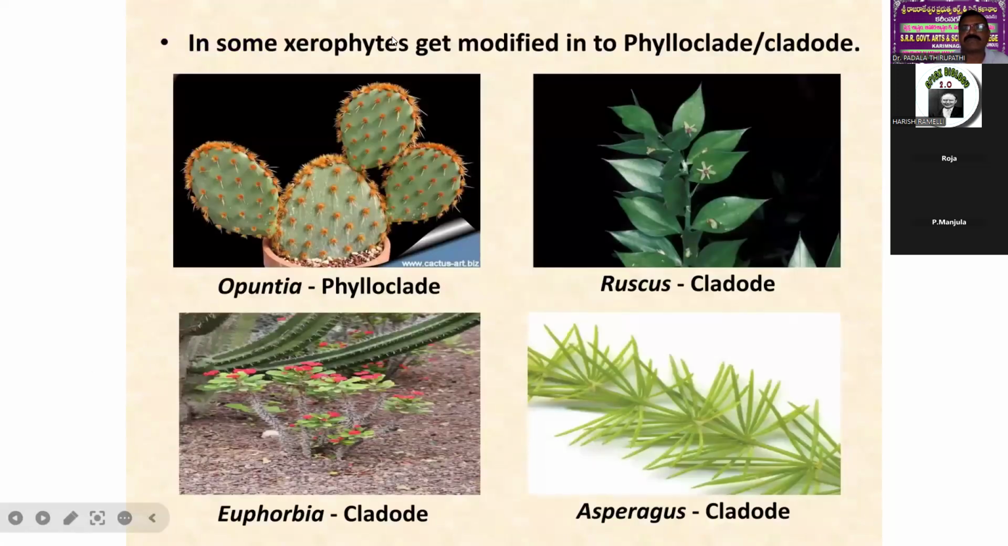In some xerophytes, the stem gets modified into phylloclade, that is, the stem is modified into a leaf-like structure. This one is leaf-like, but it is nothing but the stem only. It is not a leaf. So it is the stem only. These are the leaves. Or here it may be modified into cladode.